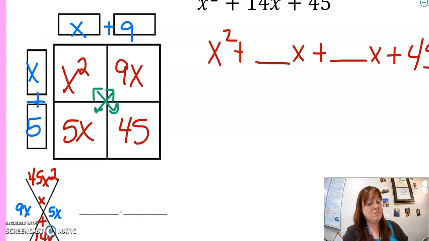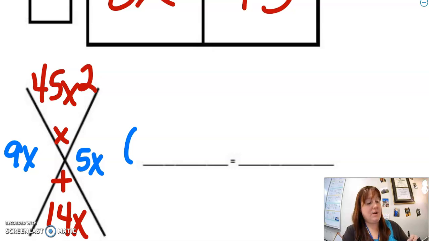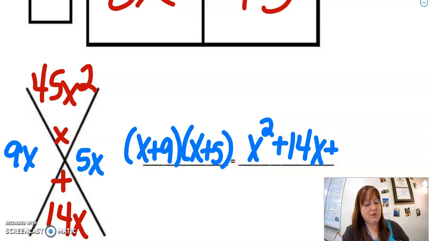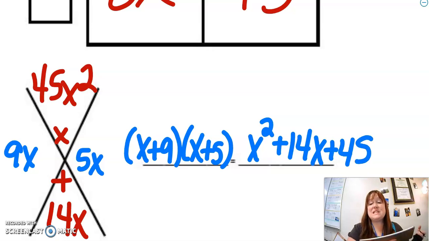So I can write x plus 9 times x plus 5. And that equals the original function, which was x squared plus 14x plus 45. They're the same exact function, just in different forms. And again, if I multiply this out and it doesn't get that, then I did not factor properly, okay? You should be able to go back and forth between the two.